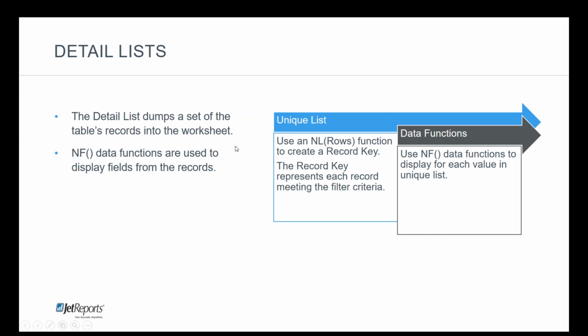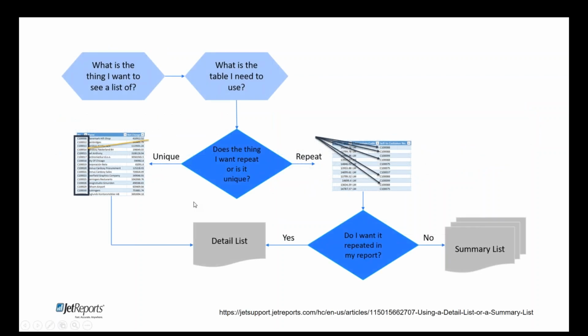Okay, so let's take a look at this idea of, well, okay, I kind of get the idea of what each of those are and when I might use them, kind of, maybe, but there's a clear, distinct way of going through this. So we created this flowchart, and you can actually find this on our KB, our knowledge base. If you just type in summary list or detail list, this article will come up, and there's a little bit more text to it that talks about this, but let's go through this process.